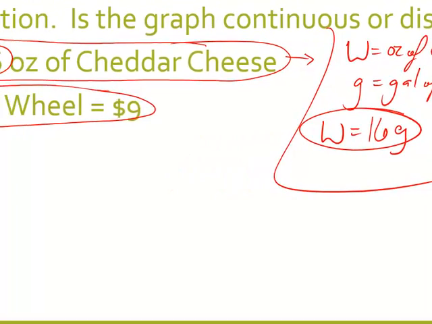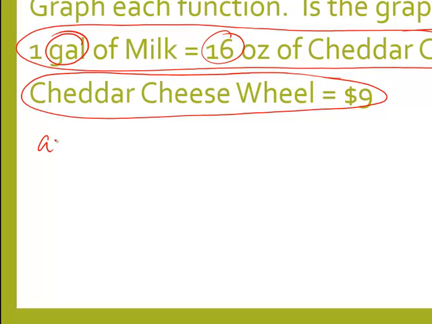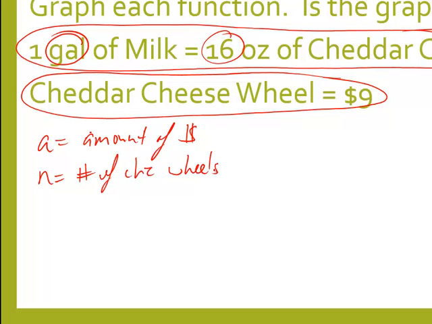So we're dealing with money, and money is always output. So A equals amount of money made from the cheese. And N is the number of cheese wheels sold.